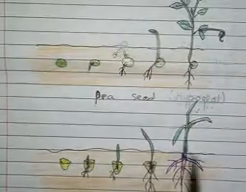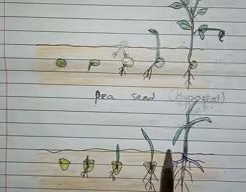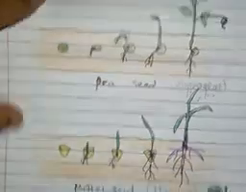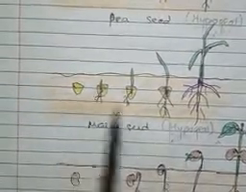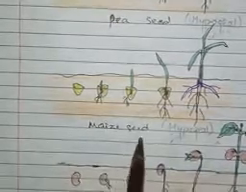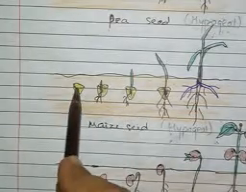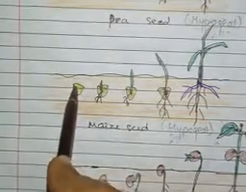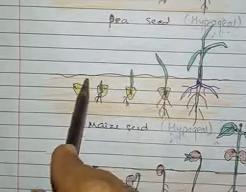Hypogeal germination is also seen in the maize grain. You can see the maize grain in the second diagram. Here also the hypogeal type of germination is observed. In the case of maize grain, again the same thing: the grain is present in the soil. It will imbibe water from the soil and swell.